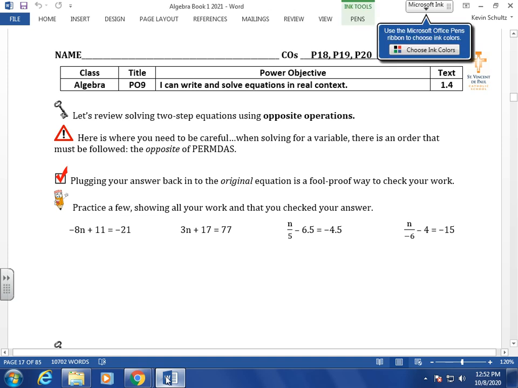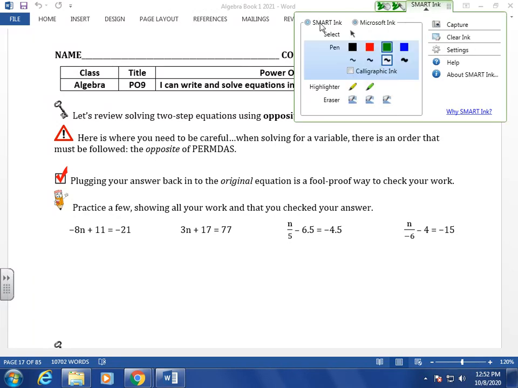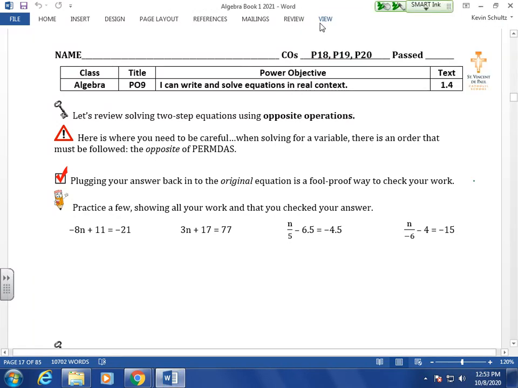Howdy and good day. We are starting off Unit 2 in Algebra with PO9, because is there any better way to start with a power objective? I think not. And this particular objective is on writing and solving equations in real context, specifically two-step equations. And they are called two-step equations because it takes 2 steps to solve them.